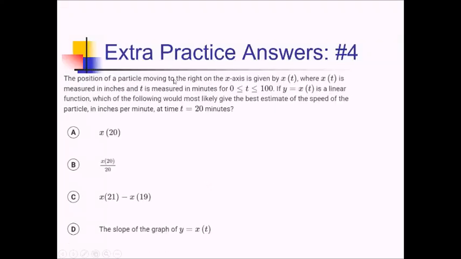For this problem, the position of a particle moving to the right on the x-axis is given by x of t, between 0 and 100, and x of t is a linear function. We want to know which of the following gives the best estimate of speed at time 20 minutes. Because we're told the particle is moving to the right, it's not changing direction.